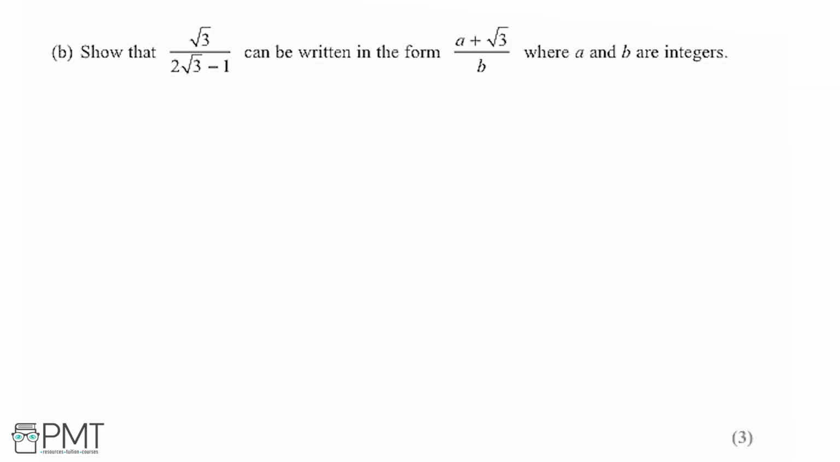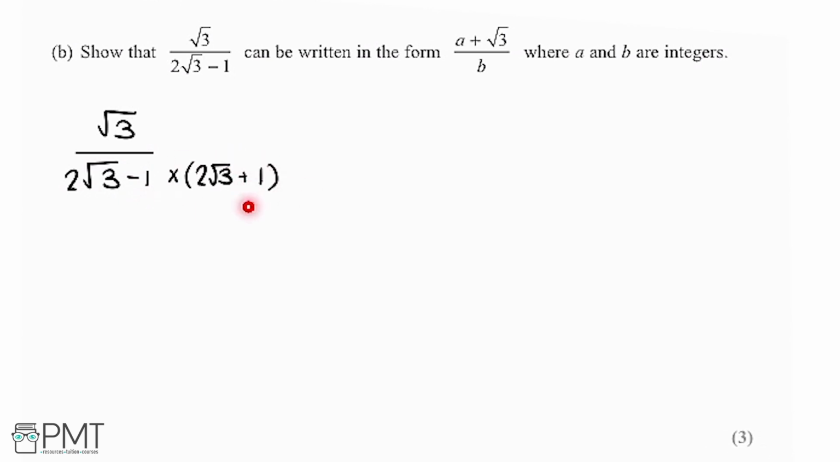So in part B, we need to show that the square root of 3 over 2 root 3 minus 1 can be written in the form a plus the square root of 3 over b, where a and b are both integers. Because essentially, even though it's not saying it, what we need to do is rationalise the denominator. When we want to rationalise something that has 2 terms in it, we multiply by the same thing, but we flip the sign in the middle. So in this case, we're going to have 2 square root of 3 plus 1. Because we've got a minus here, we're going to make it a plus. If in another question it was plus here, we'd make it minus here.